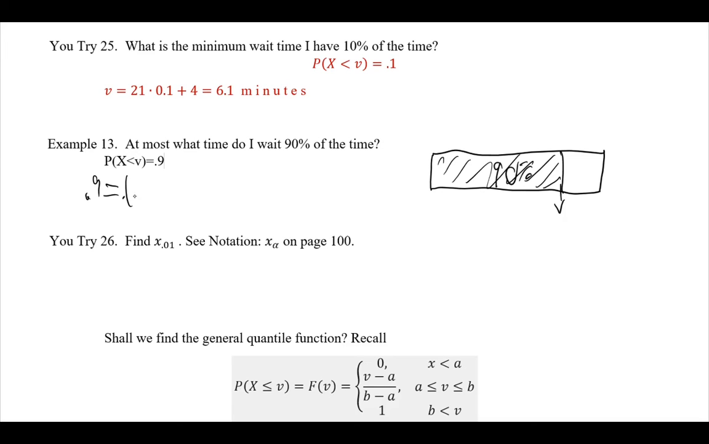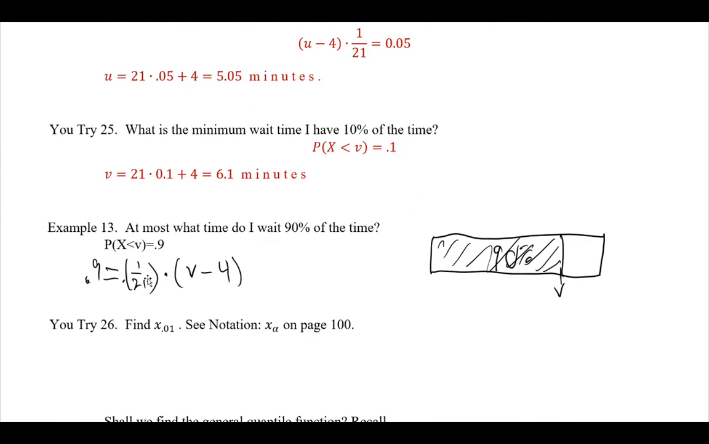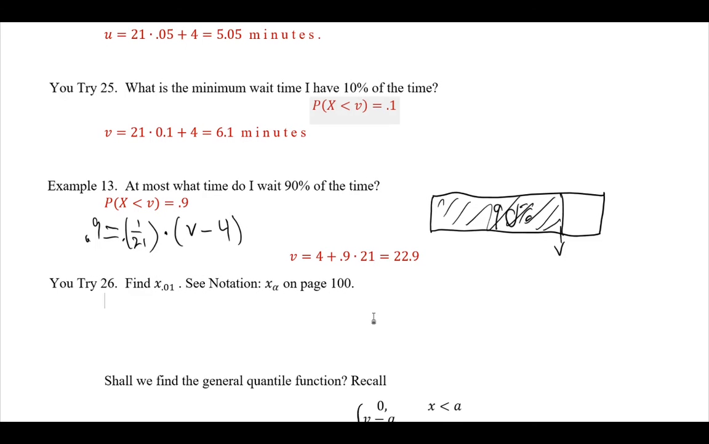Which will be height, and we know that that's going to be 1 over 21, times the width, which would be V minus 4. Now we just need to solve this for V. After a little algebra, we receive V equals 22.9 minutes. Now I want you to try 26.